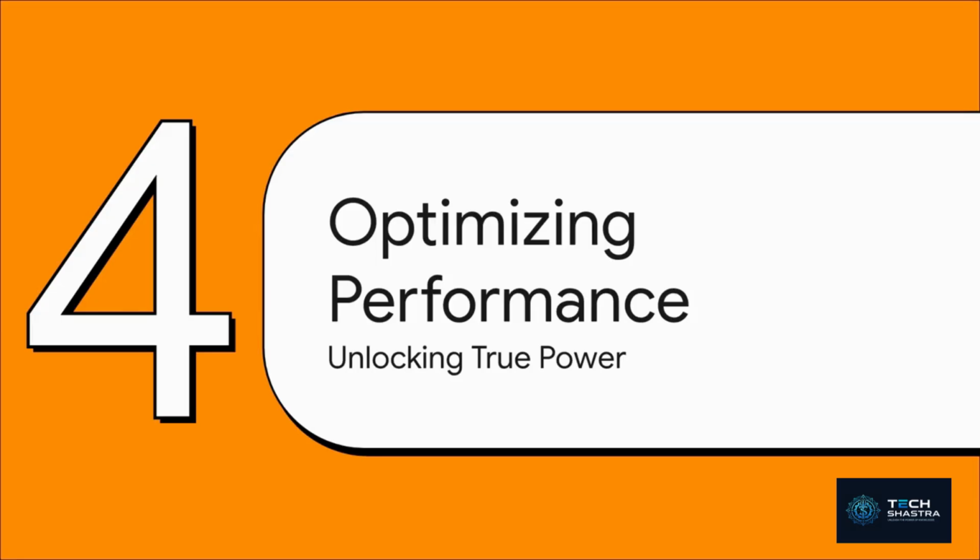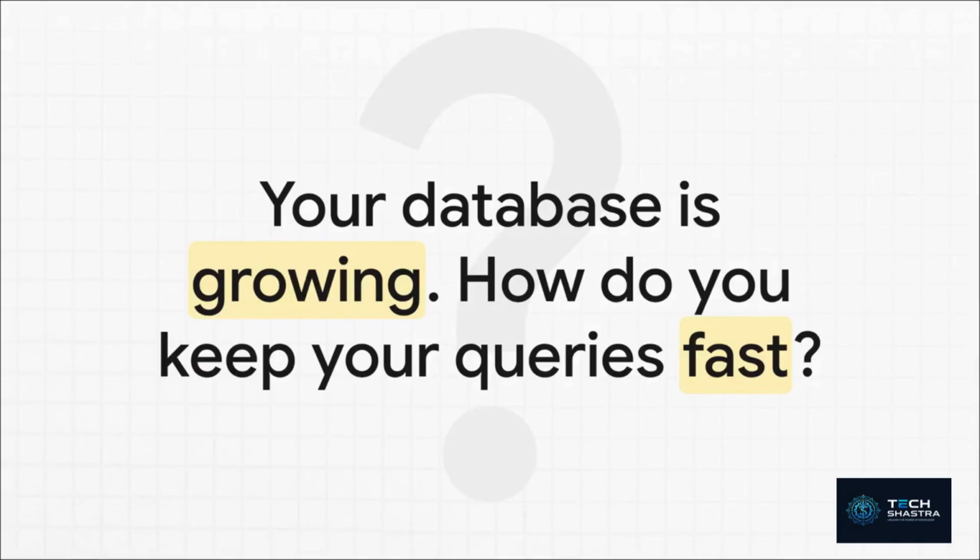Okay, so now you know how to talk to the database, but it's time to level up. This is where the real art comes in, making sure your application is absolutely lightning fast even when your data starts to grow. So here it is, the classic developer problem. Every developer hits this wall. Your database is getting bigger and bigger, and your queries are starting to slow down. So what's the secret? How do you maintain that speed?